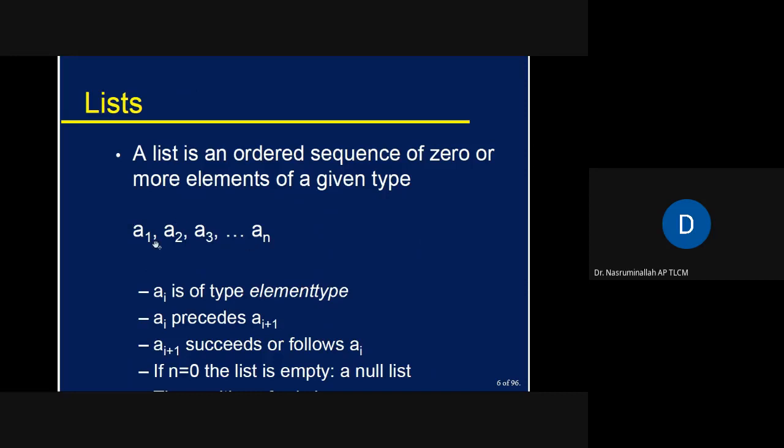A list is actually an ordered sequence of 0 or more elements. Once you define a list, initially it may have 0 elements. Later on, you can add multiple elements into it. So according to the standard definition, a list is an ordered sequence of 0 or more elements. Here, you should note the term ordered. The elements should be in some specific order within the list. If I define a list here as A1, A2, A3 up to AN, each of these elements will have a specific type. With reference to each element, there will be an element preceding it, and there will be an element succeeding it.